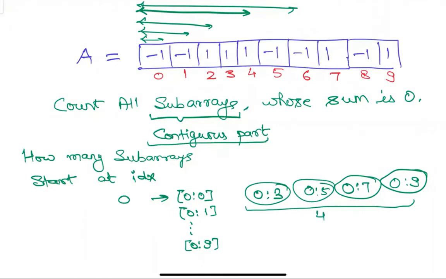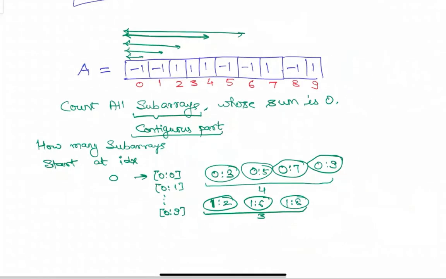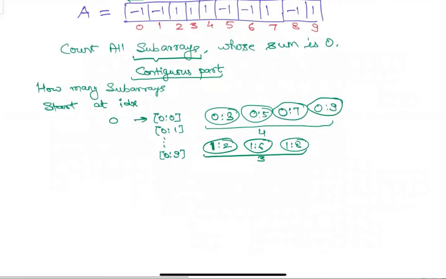Same way, if I ask you, subarray starting at 1, tell me subarrays starting at 1 whose sum is 0. 1 to 2, 1 to 6, 1 to 8. So total 3.